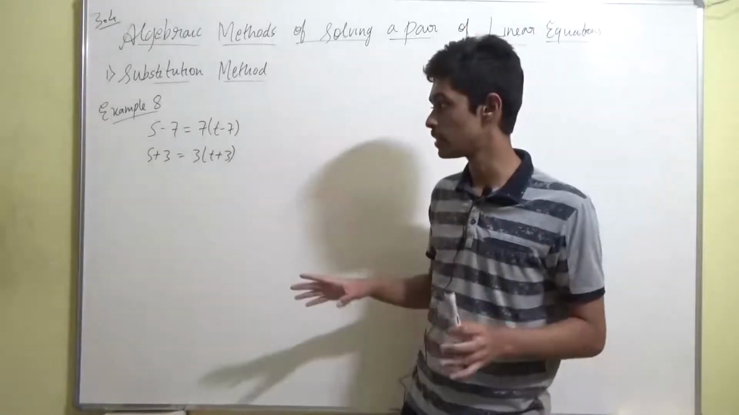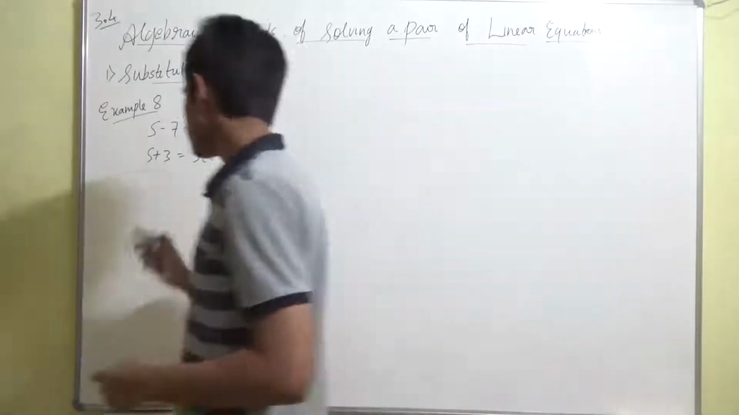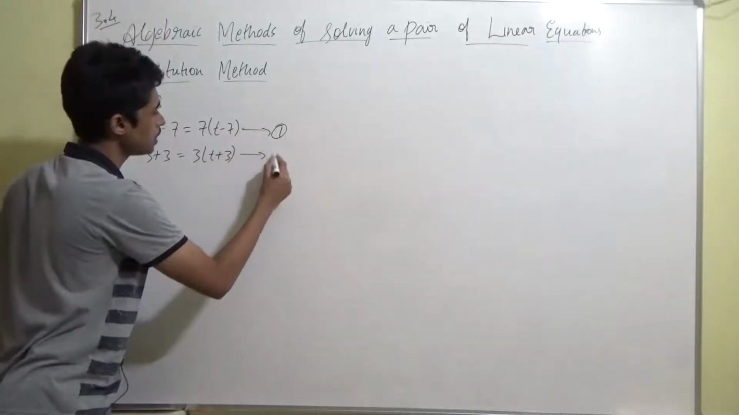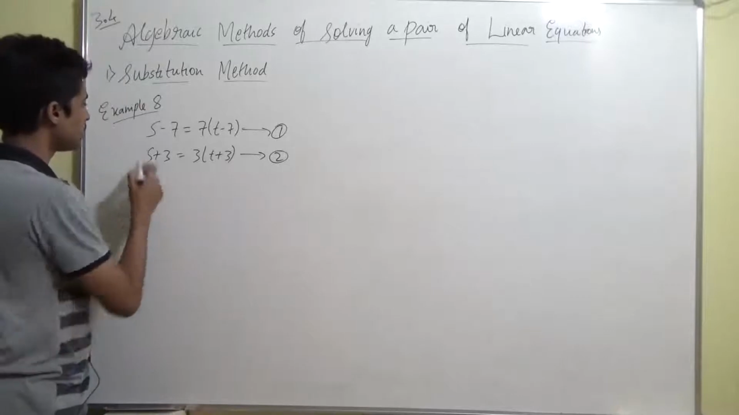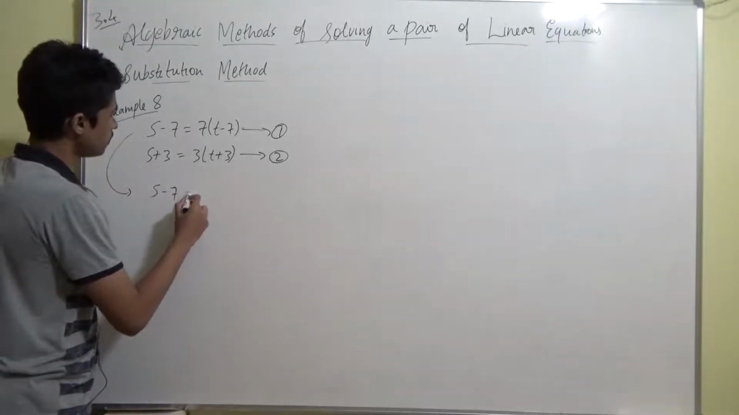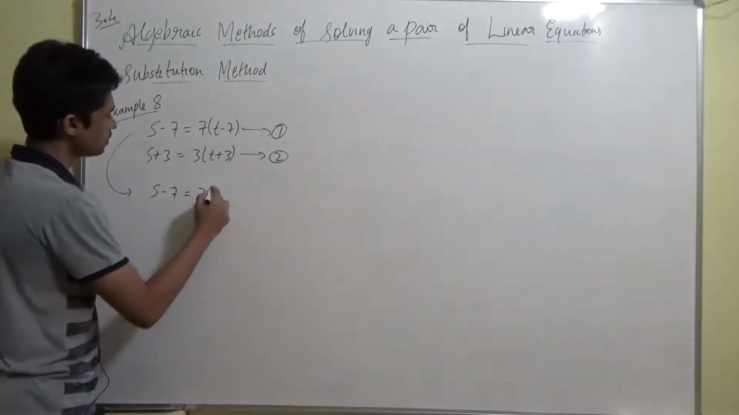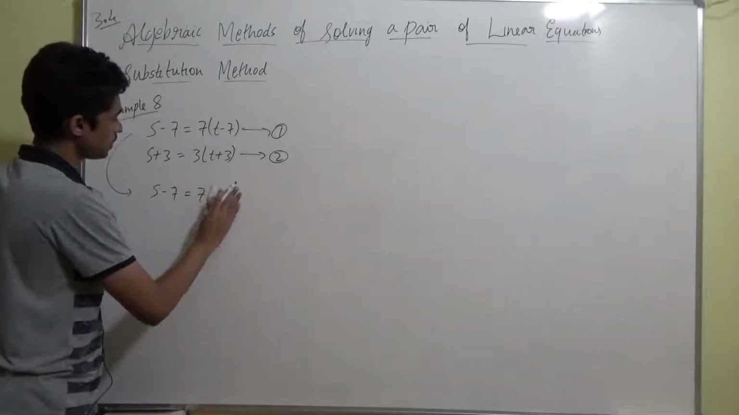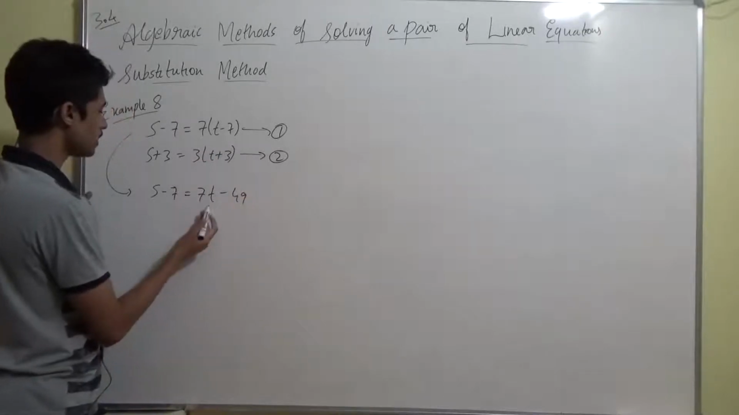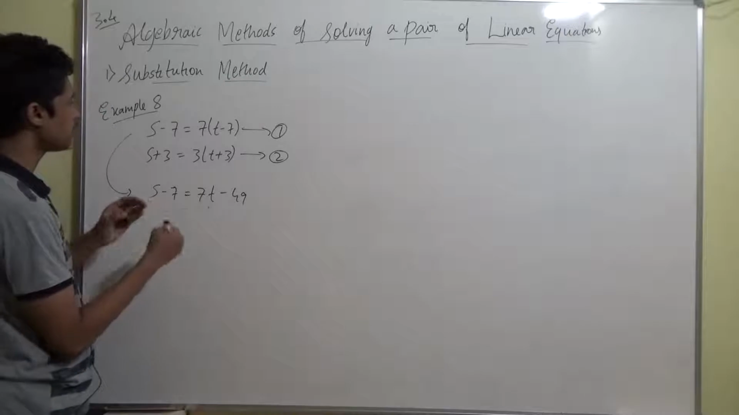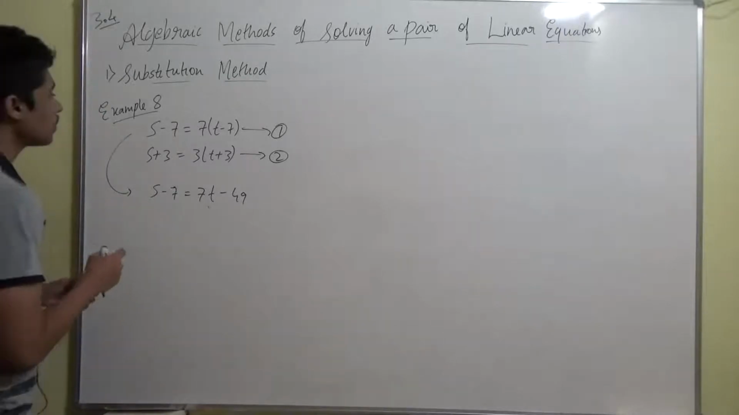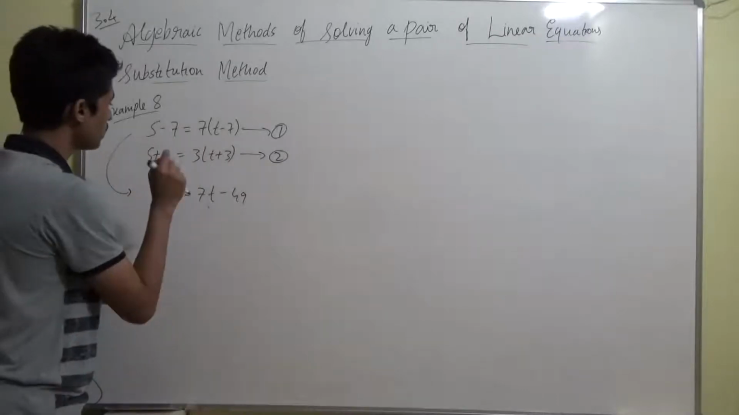They have given two equations, guys. Let's solve it. So first let's expand it. Let this be equation 1 and this be equation 2. First let's start expanding it. This one becomes s minus 7 equal to 7 of t minus 7. Okay, we have to expand it, right? So 7t minus 49. Let's take all the terms with the t variable to one side and all the other terms to the other side, right? Okay guys, this is 7 and this is t, don't get confused, right?